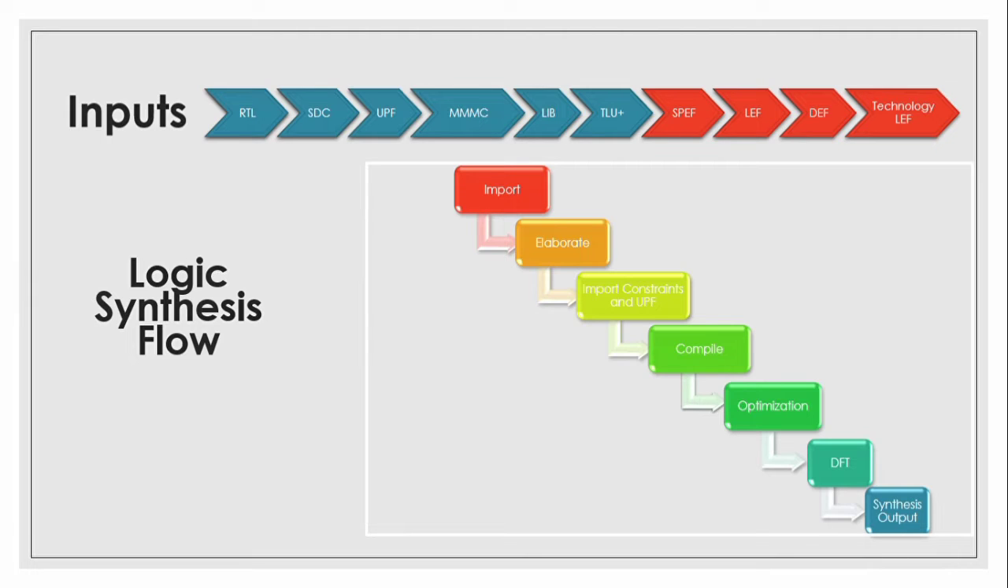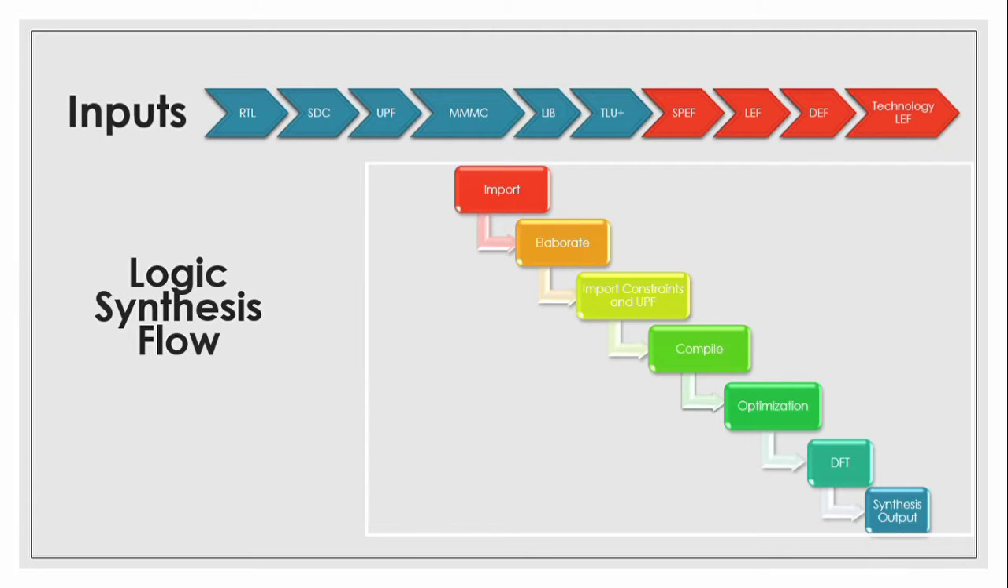The first stage is the import stage. Here we import the RTL and MMMC files. These two files we import here, and then we go for elaboration. At the elaboration stage, we also need to import library files. It will elaborate the design, and then we import constraints and UPF. Then we do the compilation stage.